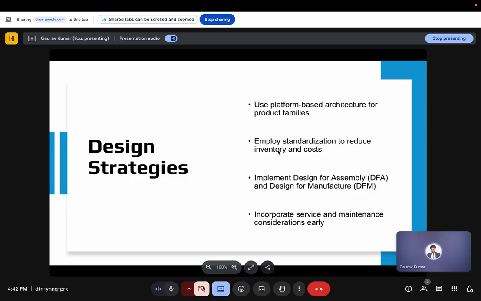Okay, so the architecture is a strategy, not merely structural. It includes choices that influence a decade of the product's life.